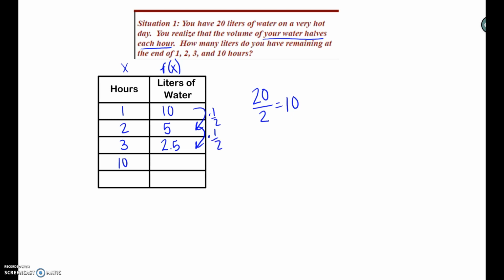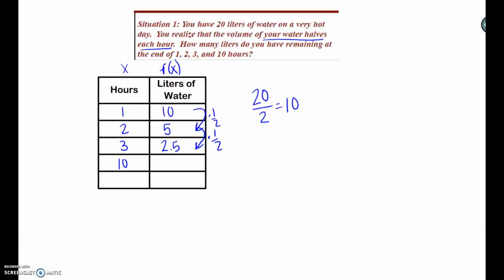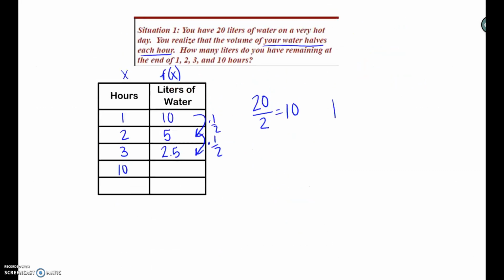Now we have to figure out how much water we would have after 10 hours. And instead of continuing the pattern of a half, a half, a half, a half, let's just make an equation to help us. So we're going to use this form right here, standard form of an exponential equation. So our base form is f of x equals a times b to the x power. Here we'll rewrite f of x.